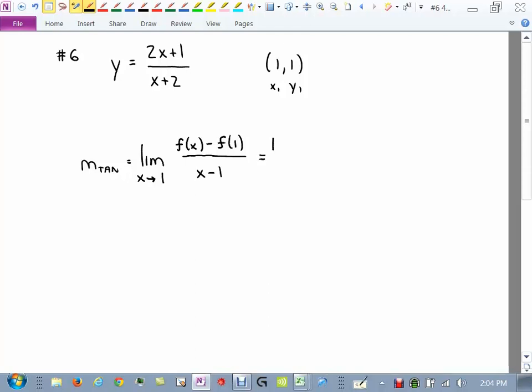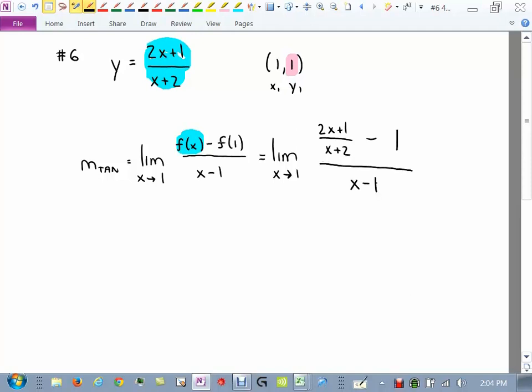So I get limit x approaches 1 of f of x. That's my top left corner here, f of x. What is f of x? Well, it's this. So I'm going to write that whole thing down as a fraction. 2x plus 1 over x plus 2 minus what we get when we plug 1 in. Well, we already know what happens when we plug in 1, right? We should get 1 because that point lives on that graph. But you could verify it. Just plug it in. Plug in 1, you get 3 over 3. So you get 1. So it's all of that minus 1. All of this over x minus 1.